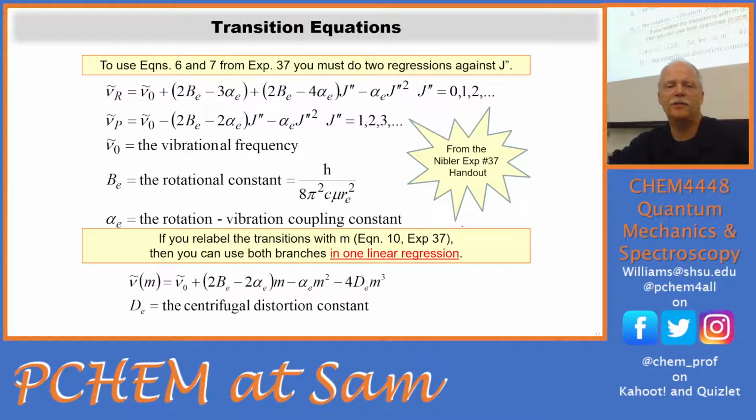And he comes up with these equations, and then he introduces the running quantum number M, and he has M down here. This is that using that fake quantum number, and he has these other terms here. This dE is the centrifugal distortion constant. So that's how much the bond stretches as it's rotating faster and faster. It has this alpha E, which is a new term for you. That's the rotation vibration coupling constant.